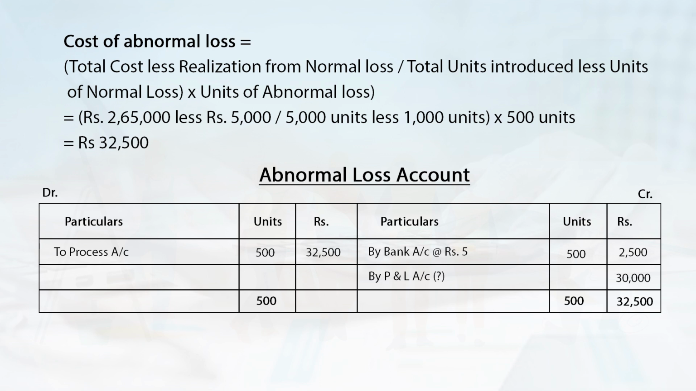On credit side, by bank account, units is 500 units and it is sold at rupees 5 per unit. Therefore, amount comes to rupees 2,500 and the balancing figure comes to rupees 30,000, that is transferred to profit and loss account. Therefore, the last entry is by profit and loss account rupees 30,000.